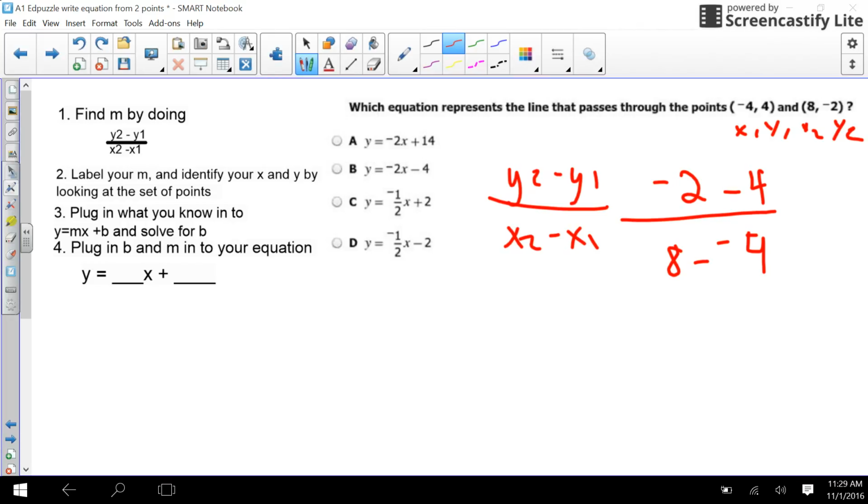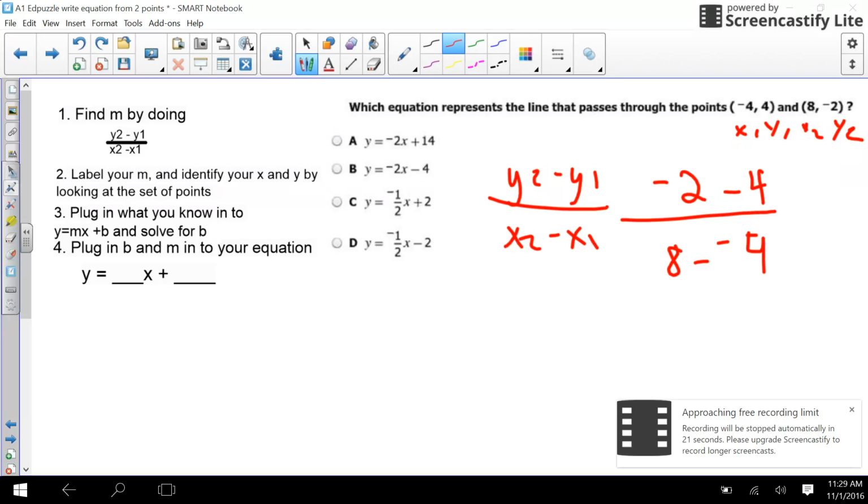Alpha y equals, enter. Negative 2 minus 4. Oh, apparently I need to be done in 25 seconds. I'll hurry. Over 8 minus negative 4, enter. I get negative 1/2 is my m.